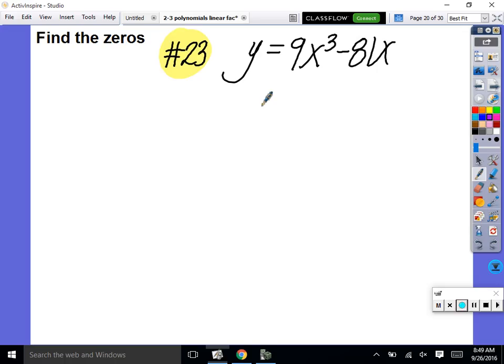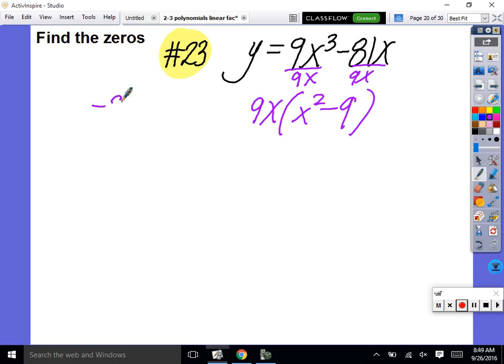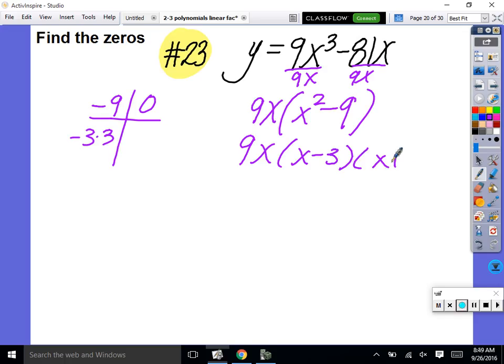What's the thing in common here? So we're factoring out 9x, divide by 9x, divide by 9x. So then left is x squared minus 9. Now we have a linear factor and a quadratic factor. We look for what multiplies to be negative 9 and adds up to be 0, right? Negative 3 times 3. Can we quick factor it? Yes. So this factors to be 9x times x minus 3 times x plus 3, yeah?